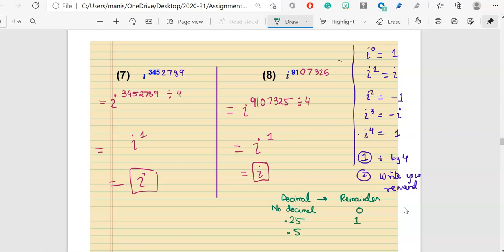When you see 0.5, your remainder is 2. When you see 0.75, the remainder is what? 3. So these are the remainders which you will always be getting. That's it. You can take notes, and you can just keep it as your cheat sheet over here.